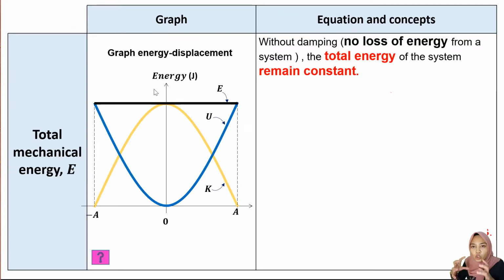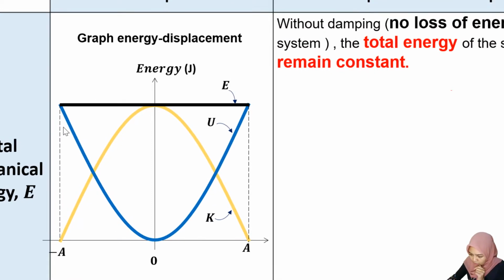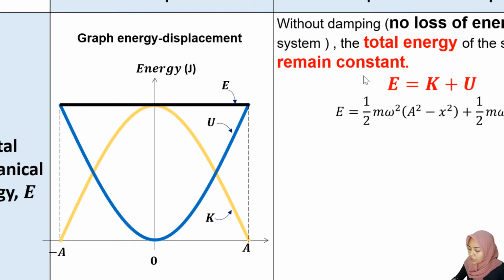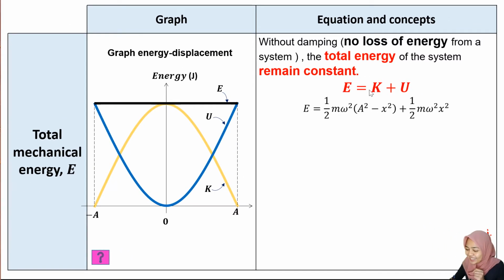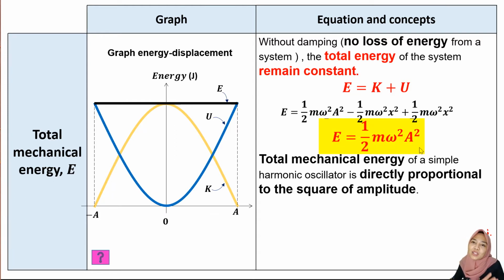Okay, so in the definition of SHM, we say that there is no loss of energy. Do you remember that? Look here. We have combined the two lines, the potential energy and the kinetic energy together. But the total energy is the black line over here. It is consistent throughout the process of motion. The total energy E is the black color, K is the yellow color, U is the blue color. So E equals K plus U, where E is the total energy, K is the kinetic energy, and U is the potential energy. And we can see the equation E equals half m omega squared A squared.